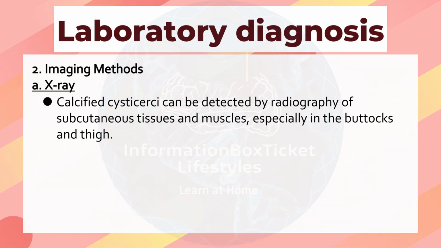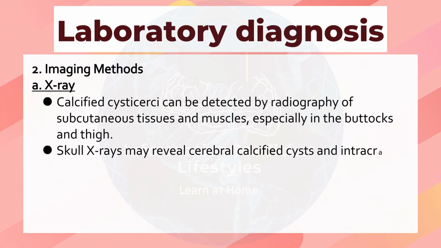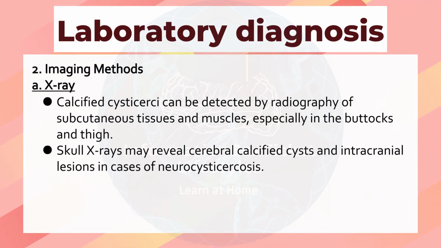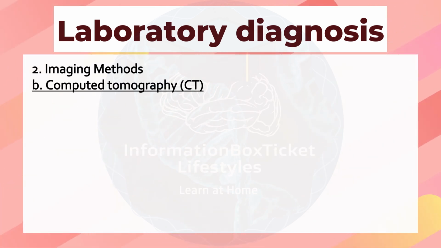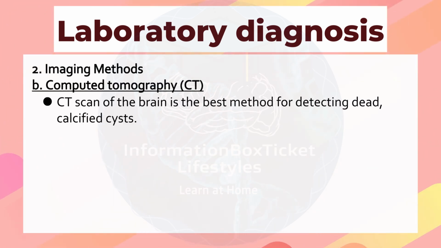X-ray. Calcified cysticerci can be detected by radiography of subcutaneous tissues and muscles, especially in the buttocks and thigh. Skull X-rays may reveal cerebral calcified cysts and intracranial lesions in cases of neurocysticercosis. B. Computed tomography. CT scan of the brain is the best method for detecting dead, calcified cysts.